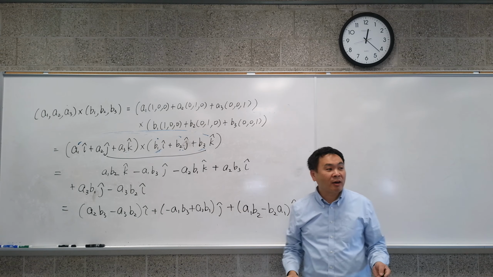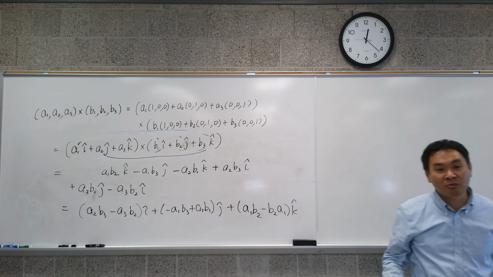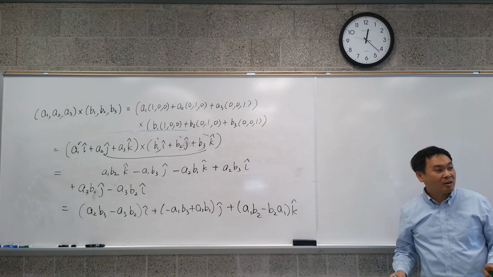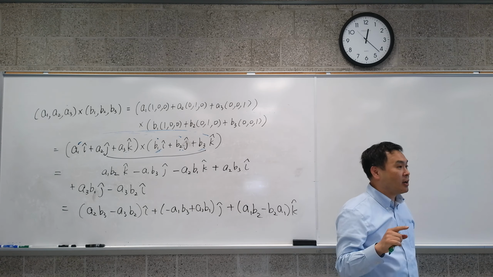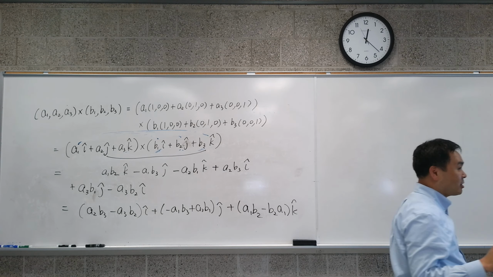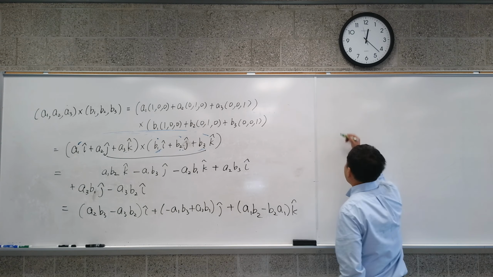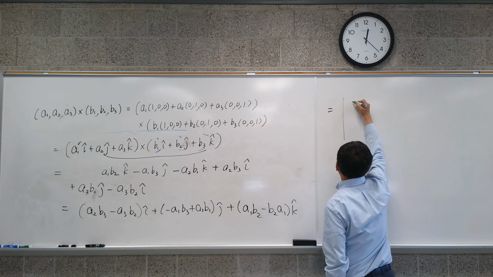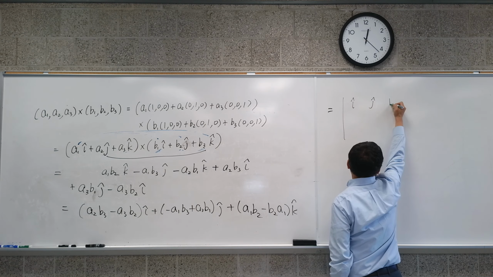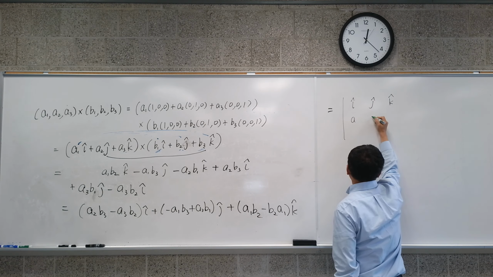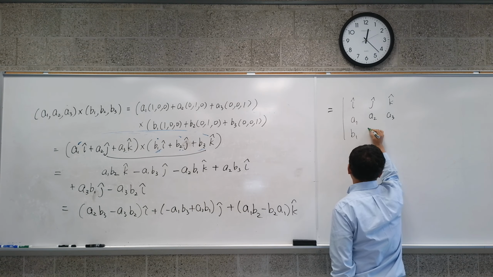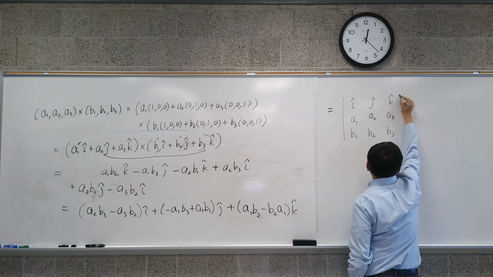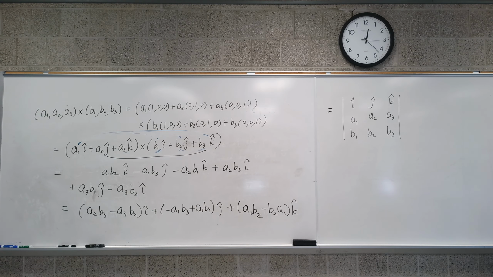Okay. Now, if you have seen determinants before, that's wonderful. If you haven't, I'll just teach you what it is, but then we'll be doing matrices soon, and we're going to discuss determinants more there. Okay. So this one happens to be equal to the determinant of I, J, K, A1, A2, A3, B1, B2, B3. Okay. It's called the determinant.